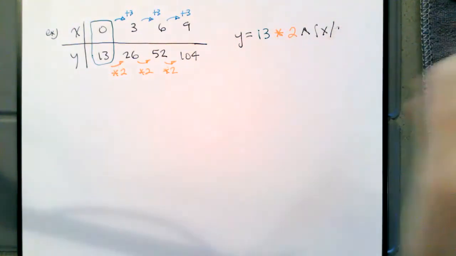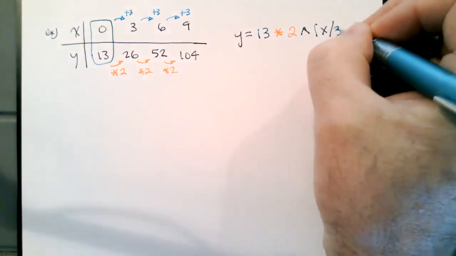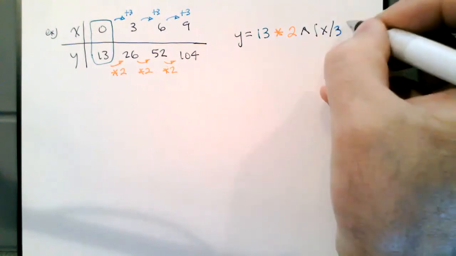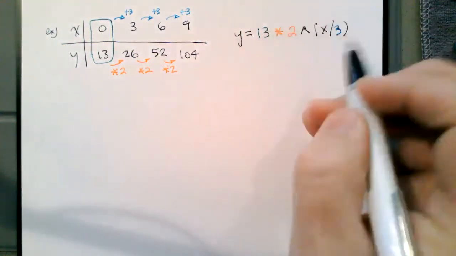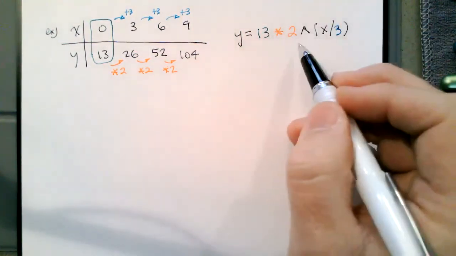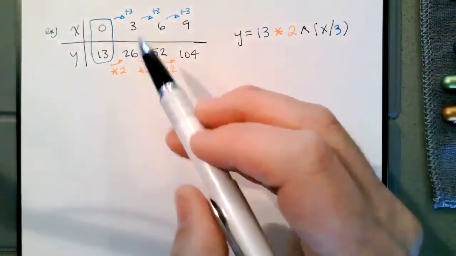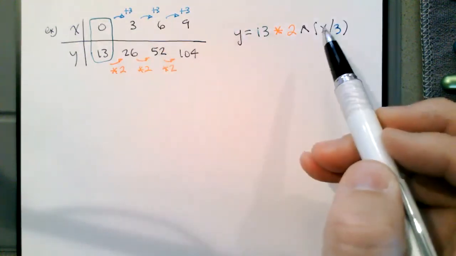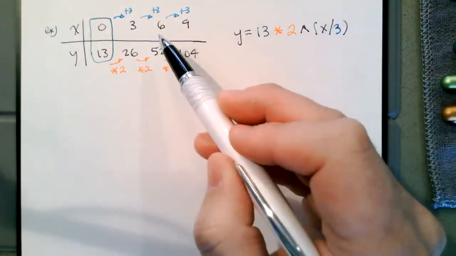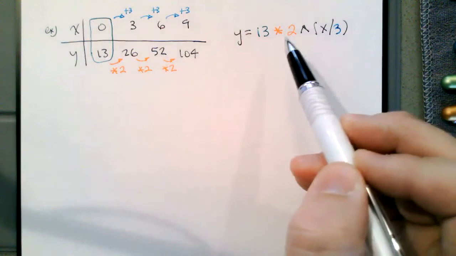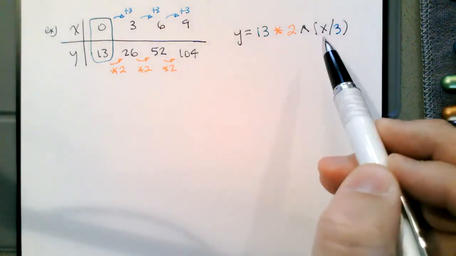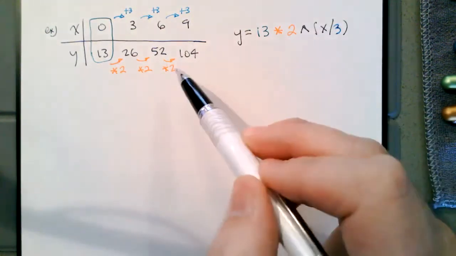Oops, this is the right color for 3. So remember, the 2 to the number of steps, and the number of steps is counting by 3s. So 1 step is a 3, so x divided by 3. When x is 6, 6 divided by 3 is 2. We've multiplied by 2 twice. When x is 9, we've multiplied by 2 3 times.